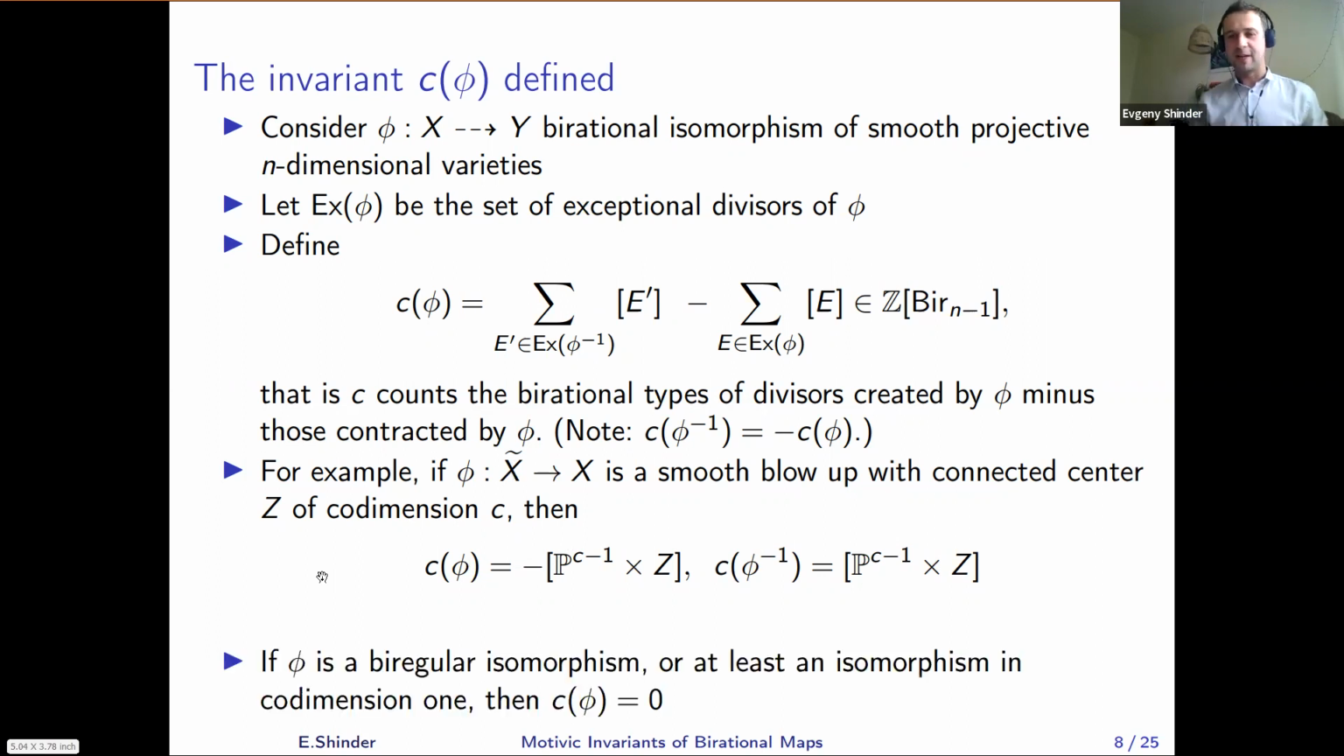So a single exceptional divisor is recorded with sign plus here and sign minus here. And the opposite example is when you don't contract any divisors at all, either way. If you have a pseudo-isomorphism, then the invariant is 0. So once again, for every birational isomorphism, we compute divisors which are contracted, divisors which are created, and look at the corresponding combination inside the free abelian group of birational types.